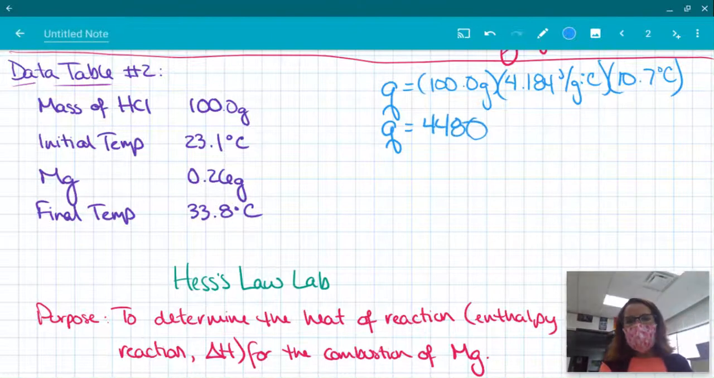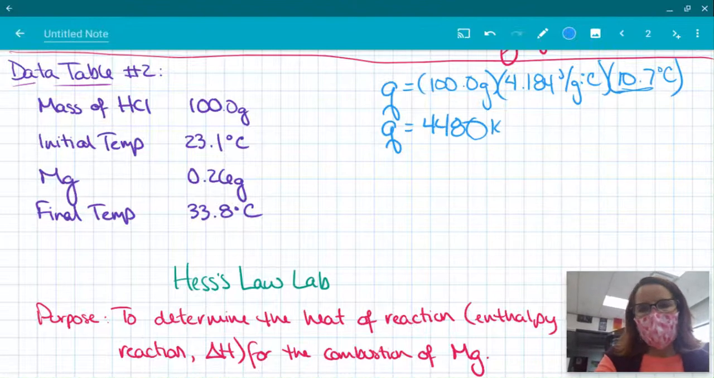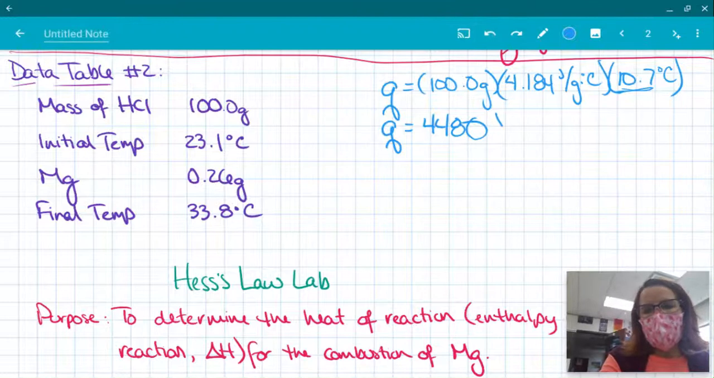I'm going to give it 3 sig figs because this was 3 sig figs. And my first answer is in joules. And so I'm going to convert that answer to kilojoules.